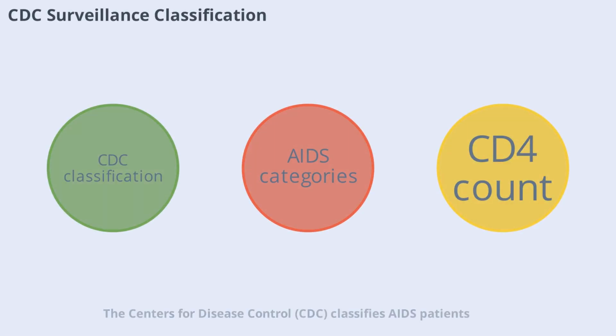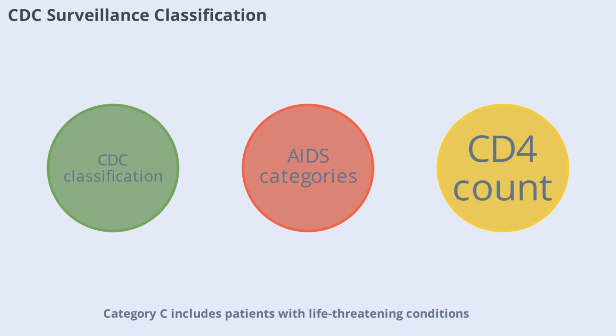The Centers for Disease Control, CDC, classifies AIDS patients into three main categories based on clinical and laboratory findings. Category A includes those with acute symptoms or persistent generalized lymphadenopathy. Category B covers symptomatic conditions like candidiasis or herpes zoster. Category C includes patients with life-threatening conditions and CD4 plus T4 lymphocyte counts below 200 cells per cubic millimeter.